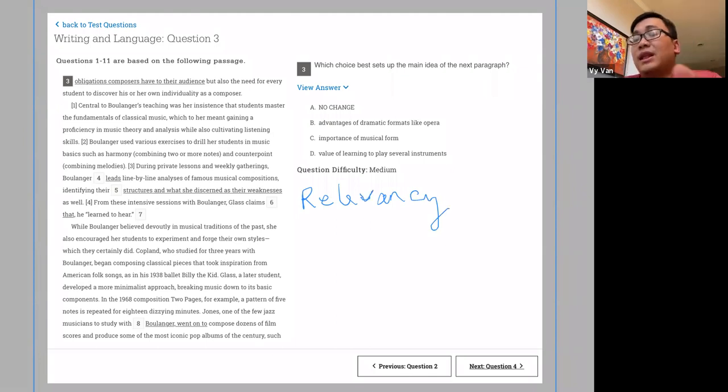So relevancy. What does it mean by relevancy? They just want you to understand that you want to connect the idea of one sentence to the main idea of the entire paragraph. If this sentence is related to the main idea, you keep it. But if it's not, you delete it. Basically, that's what it means. It says which choice best sets up the main idea of the next paragraph. So the first step is to read the next paragraph.